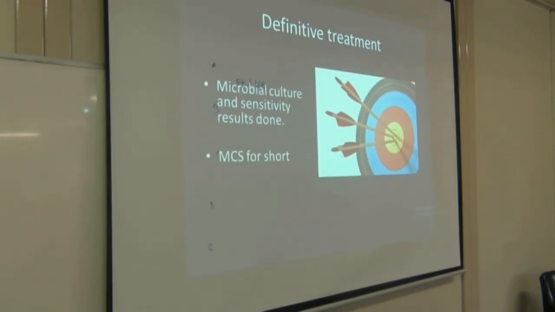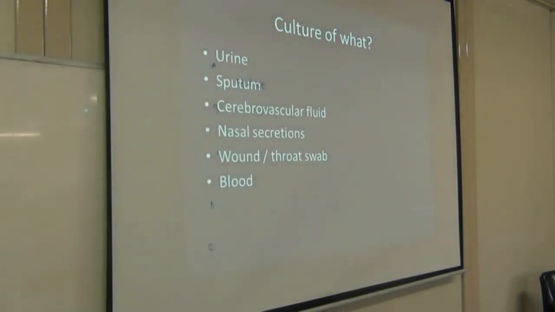Brings us to definitive treatment, and this is the easiest one because you will know exactly which antibiotic to use, because you will have your culture and you will see what is going on. So you know where cultures come from. If it's a UTI, we usually take urine. If we're wanting to get sepsis, we usually take blood.